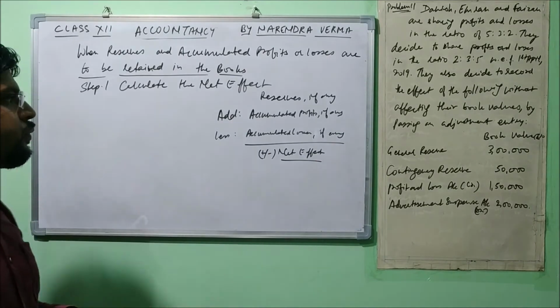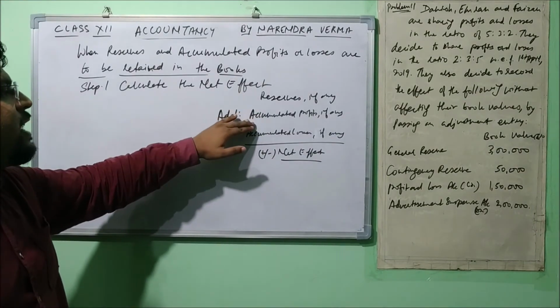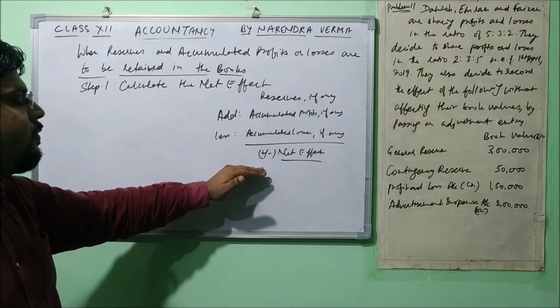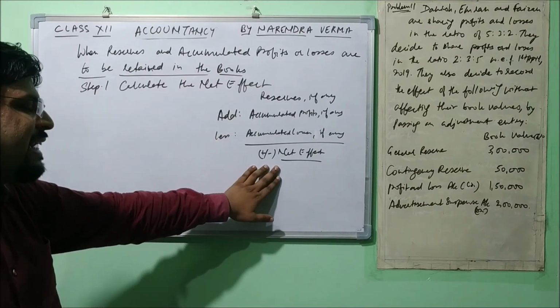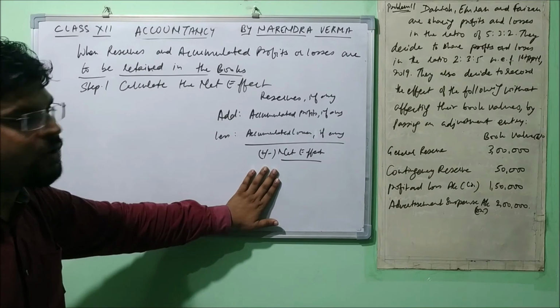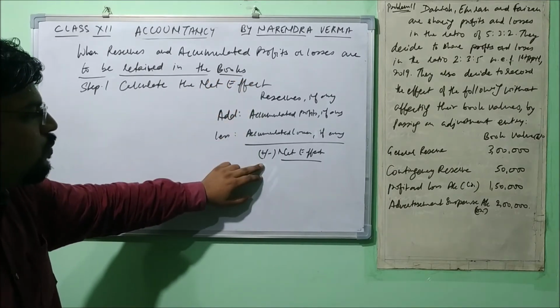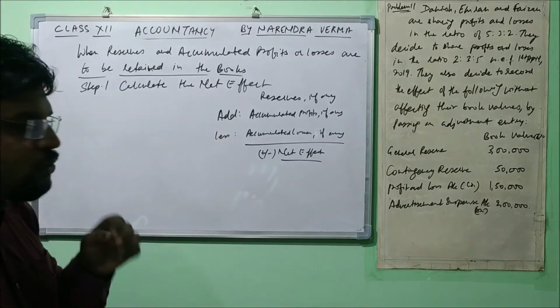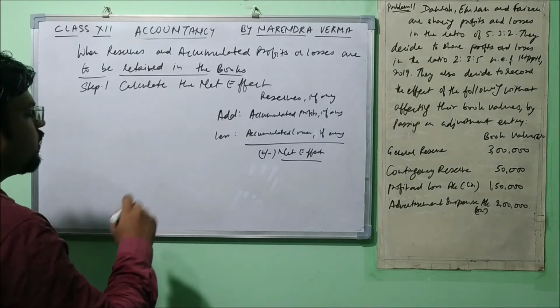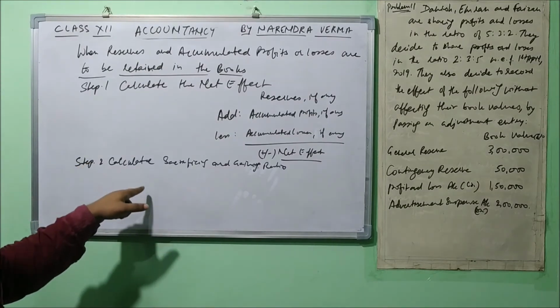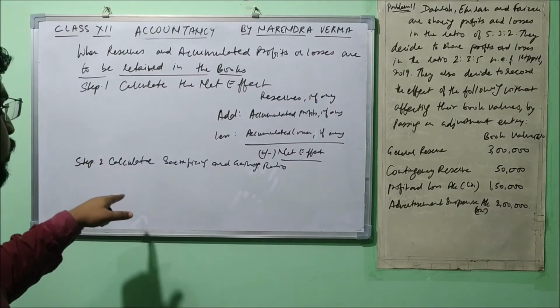So if we have reserves, we will add profit if we have, and we will deduct losses, and whatever we get will be known as net effect. So net effect can be positive as well as negative, right? When the profits and reserves are more than the losses, then definitely the result will be positive, or vice versa. Understood? The second step is to calculate the sacrificing and gaining ratio. Already I have taught you how to calculate it in video part 2, right?